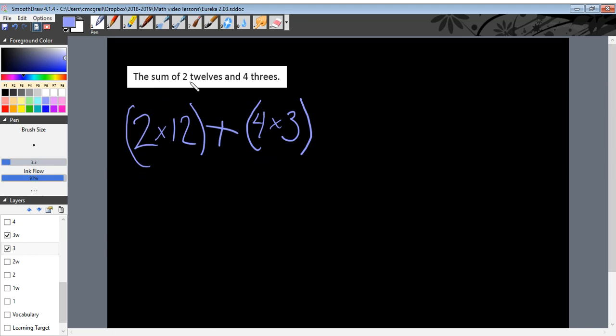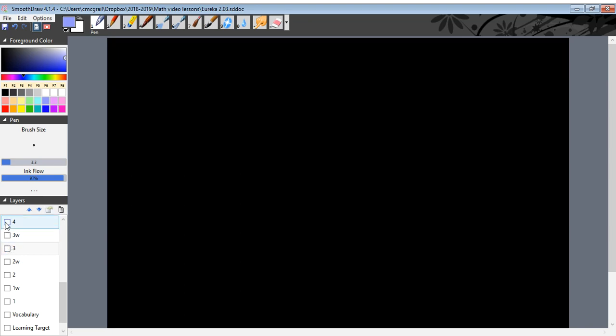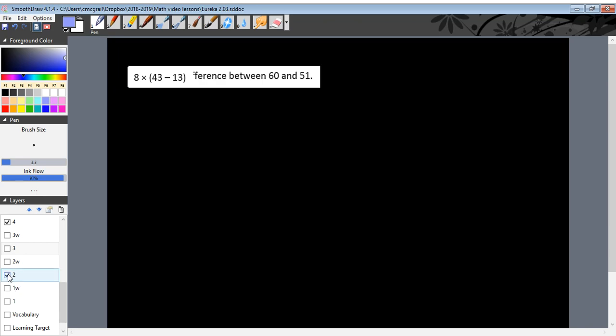We just tried turning words into numbers. Let's see if we can turn numbers into words. Okay. So this looks a lot like problem 2. So if I took good notes on problem 2, then I might be successful with this one. It's 8 times 43 minus 13. So I can actually look back at my notes and see what it said.